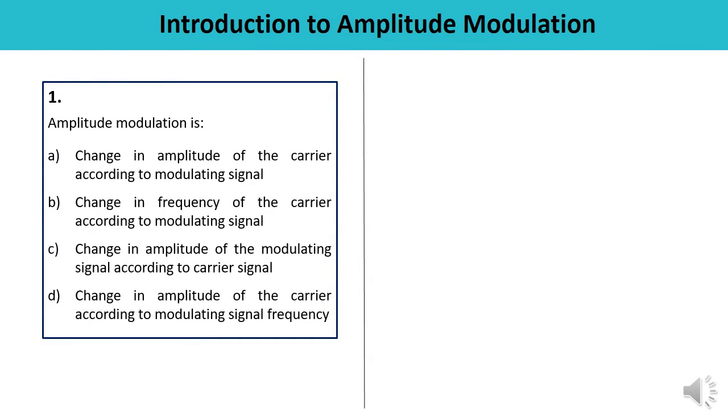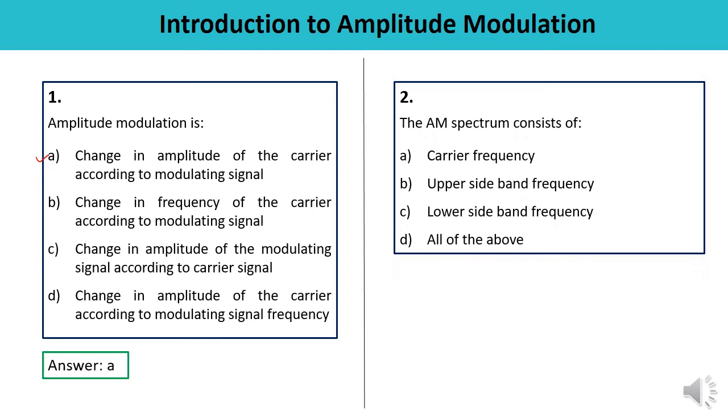First question: amplitude modulation is. Four options have been given here. Read out all the options very carefully. Change in amplitude of the carrier according to the modulating signal, change in frequency of the carrier according to the modulating signal, change in amplitude of the modulating signal according to the carrier signal, and change in amplitude of the carrier according to the modulating signal frequency. If you read all four options, you will find amplitude modulation is change in amplitude of the carrier according to the modulating signal, so option A is correct.